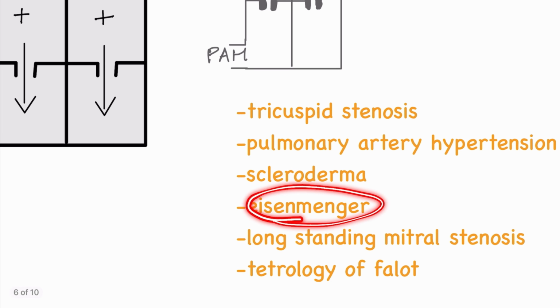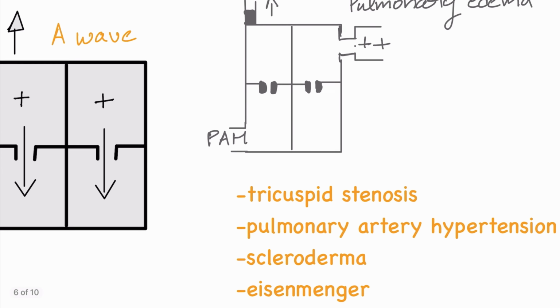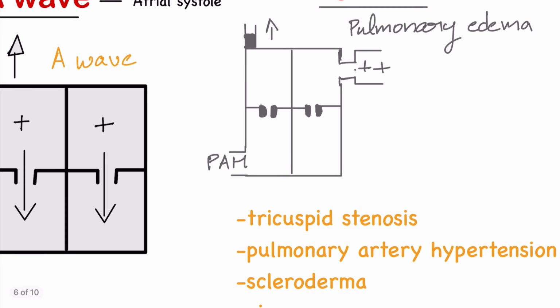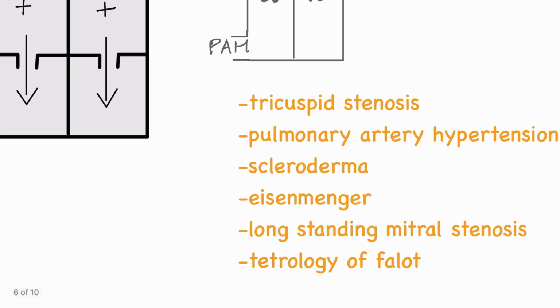Next is the Eisenmenger syndrome. In this Eisenmenger syndrome, there is a left to right shunt, so that the blood is flowing from left to right. So there will be more blood here, which causes more pressure, and then it causes large A wave.